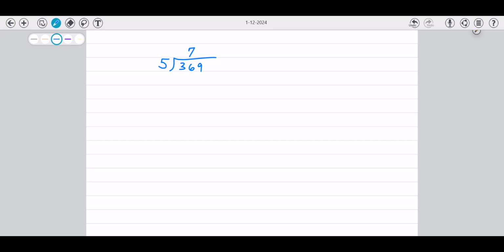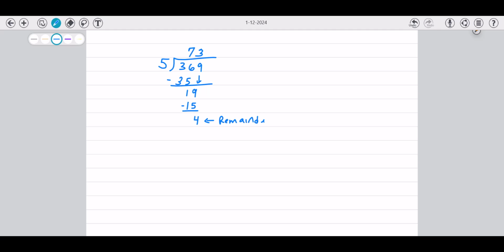So now I do 7 times 5, which is 35. I subtract this line and that becomes 1, and then I bring down the next value. And so I see, well, 5 times 4 would be 20, so that's too large, but 5 times 3 is 15. And now this gives me my remainder of 4.